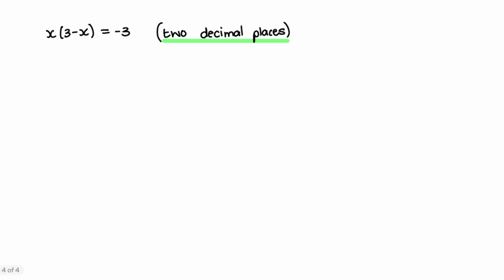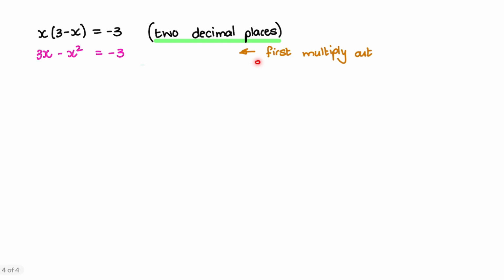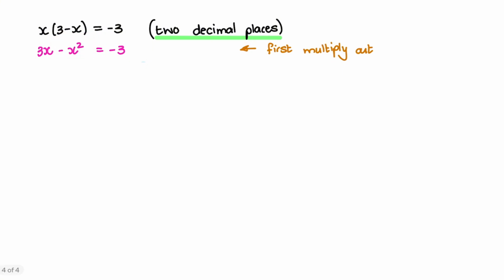So we are given x times (3 minus x) is equal to negative 3, and we want to solve for x to 2 decimal places. Our first step is to multiply out. So we say x times 3, and that is 3x. Then x times negative x, which becomes negative x squared. And there's nothing to multiply out on the right-hand side.